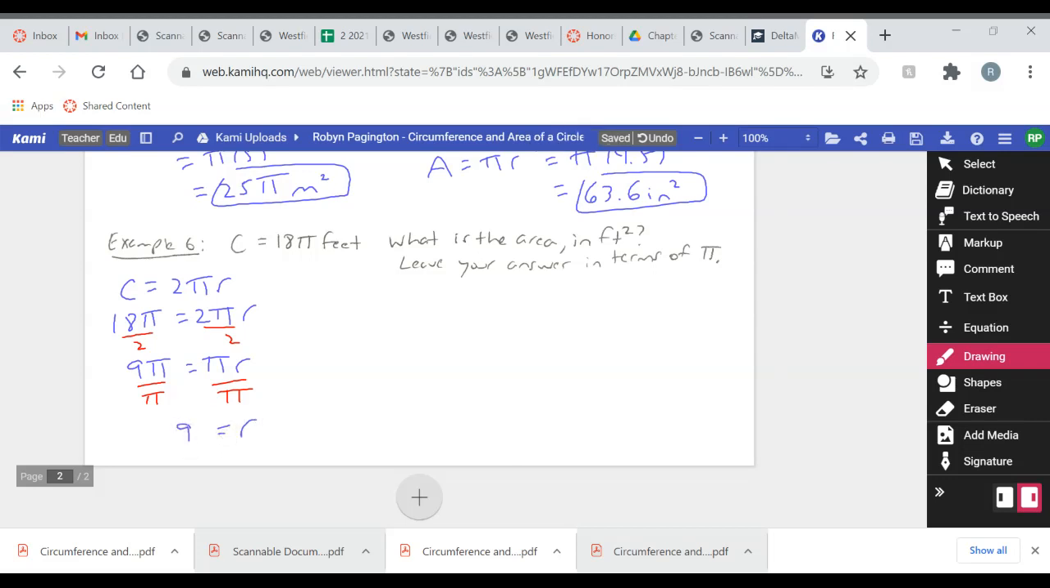Now that I know the radius, the question is actually asking me for the area, which is pi r squared. So I can substitute that 9 in for r's place, and that gives me 81 pi feet squared.